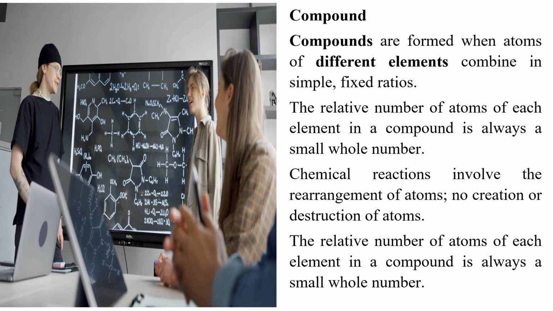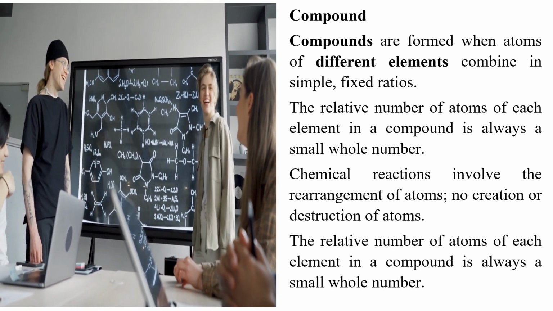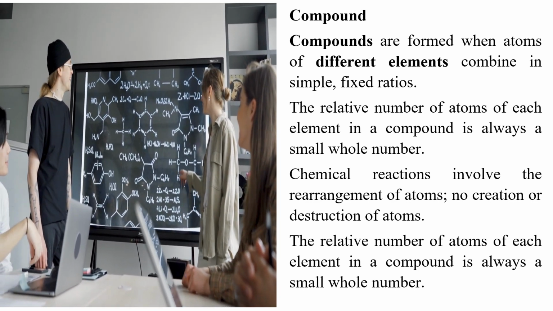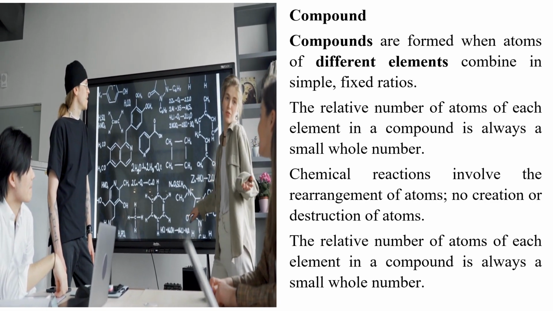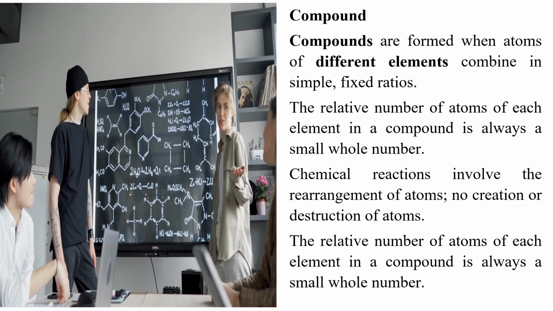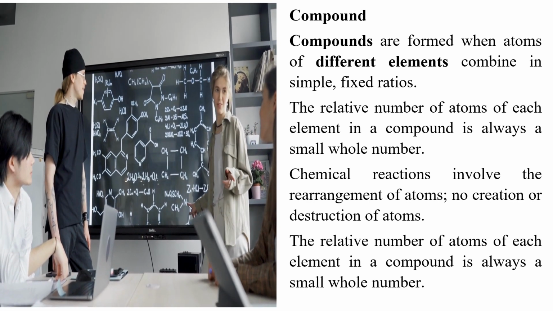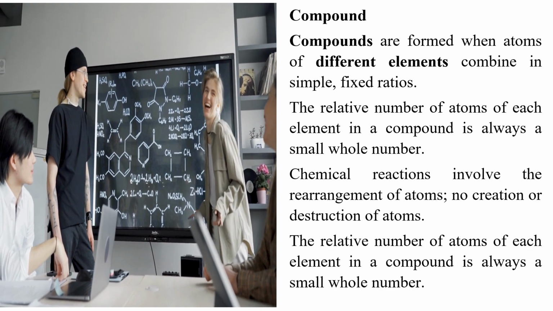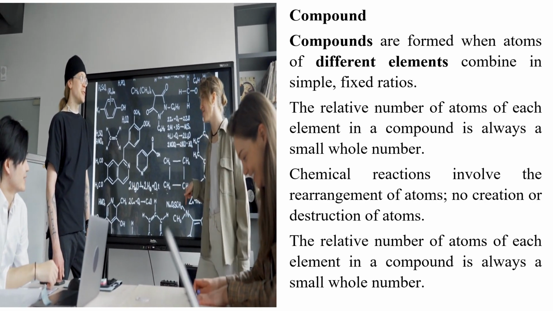Definition of compound. Compounds are formed when atoms of different elements combine in simple and fixed ratios. The relative number of atoms of each element in a compound is always a small whole number. Chemical reactions involve the rearrangement of atoms, with no creation or destruction of atoms.